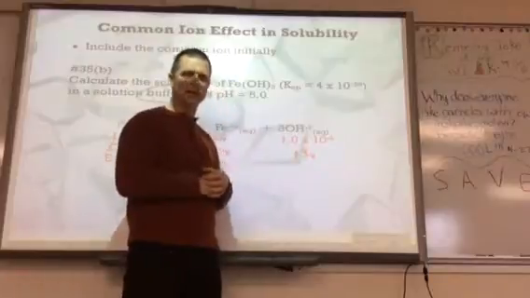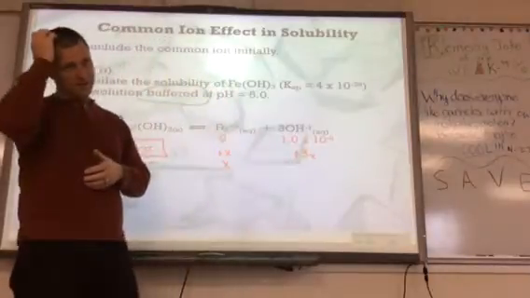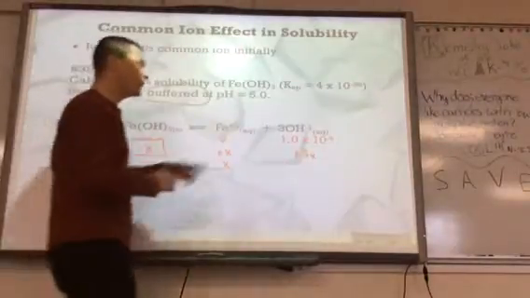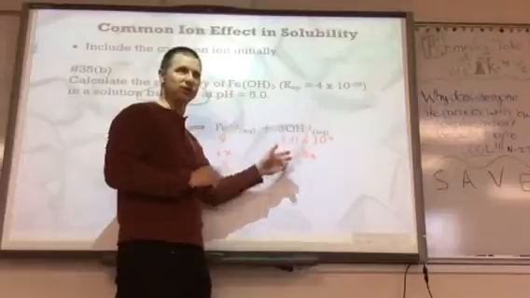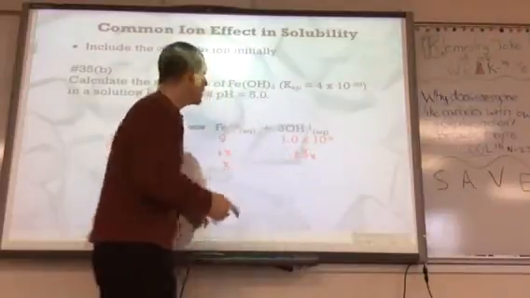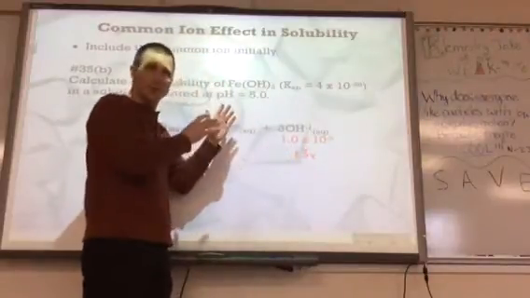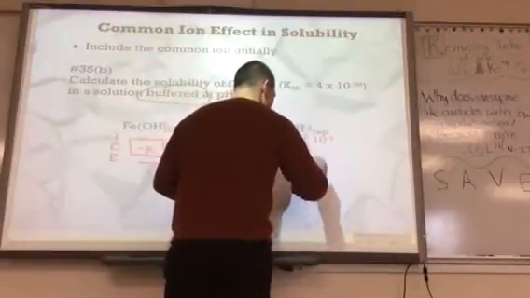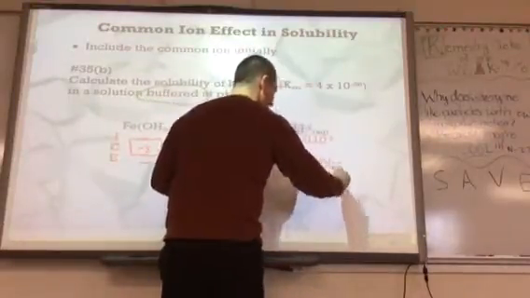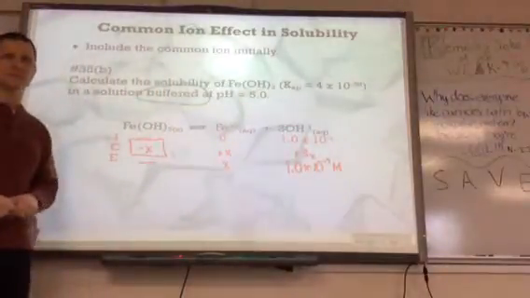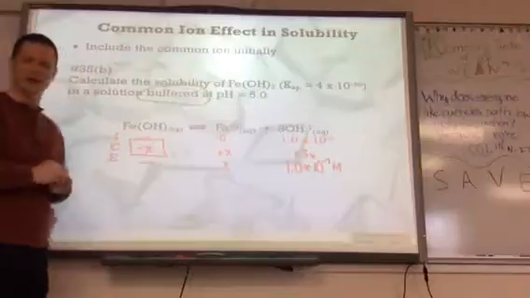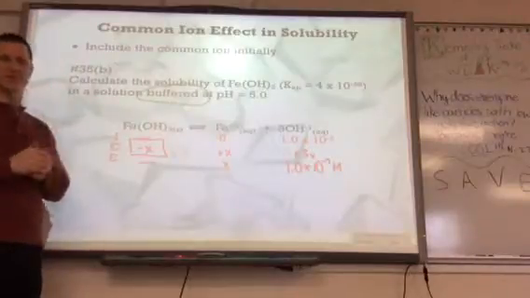And would it also be because the Ksp is so low that it's nothing compared, you want to neglect it? Yeah. Now, this is a really small initial concentration. It might not actually follow the 5% rule. But since it's buffered, that's why we would neglect it. So buffered means that it's going to be 1.0 times 10 to the negative 9th molarity at the end. There's something in the solution that's going to chew up the added hydroxide to keep the pH the same.